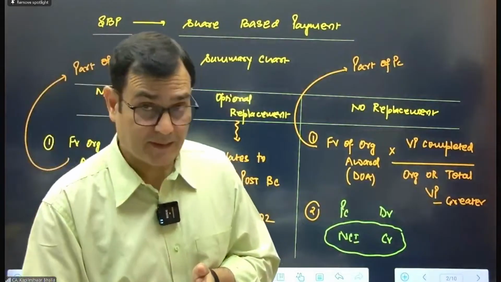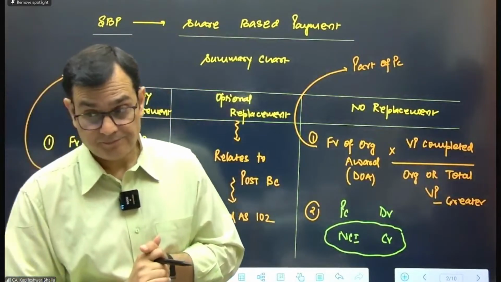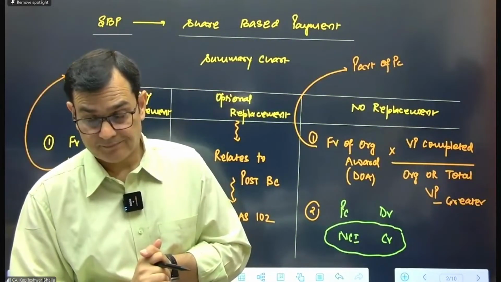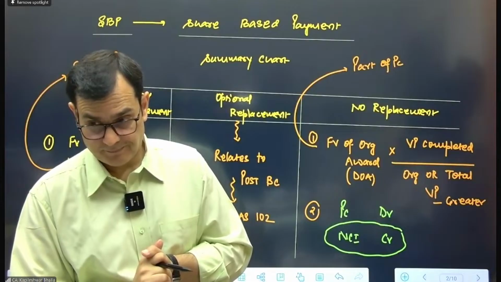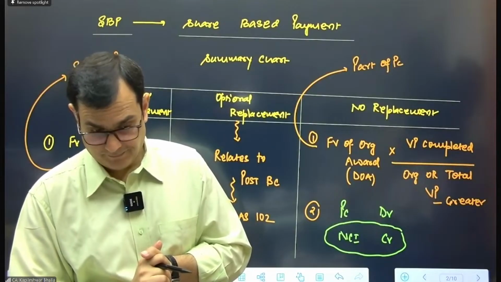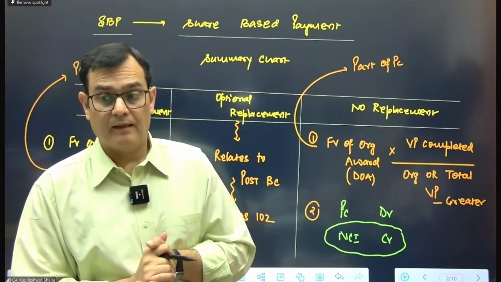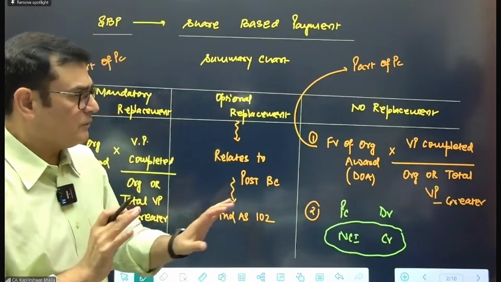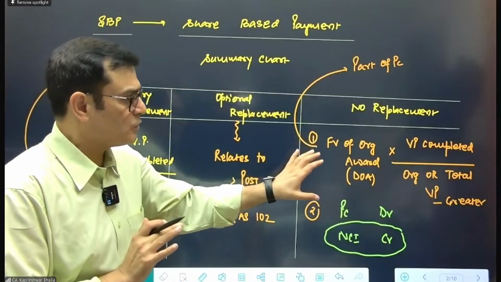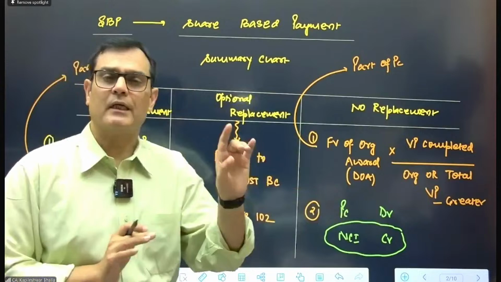Yes, sir. If not taken as a part of, sir, just a minute. If not taken as a part of PC, you said it is an optional thing. We take it as a part of PC, then in case of no replacement, this is the journal entry. Right. But I would insist that you should always take it as a part of PC so that you can later credit the amount in NCI.